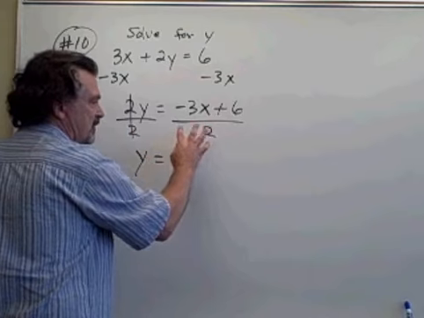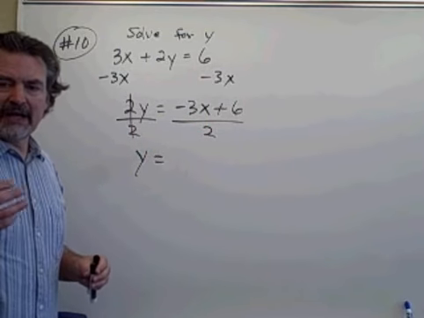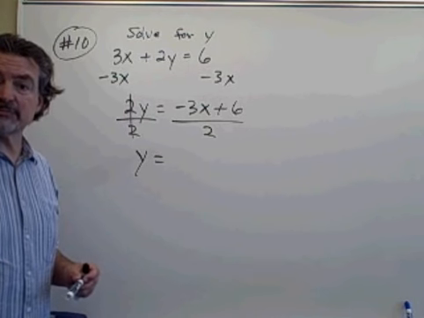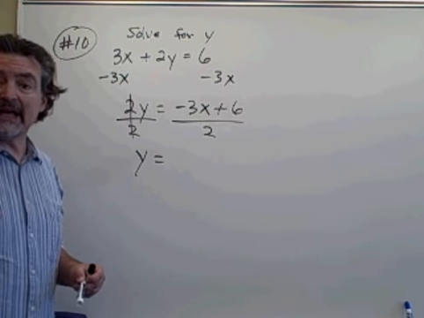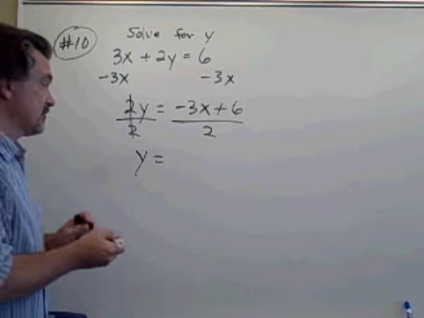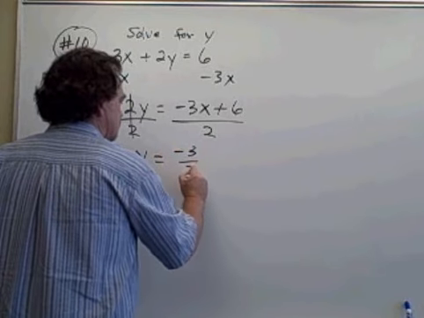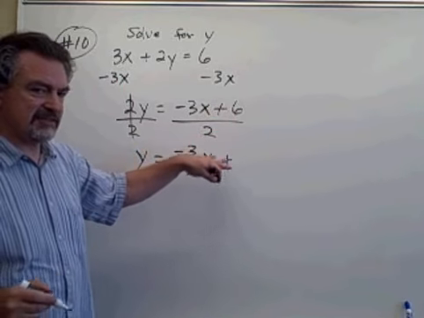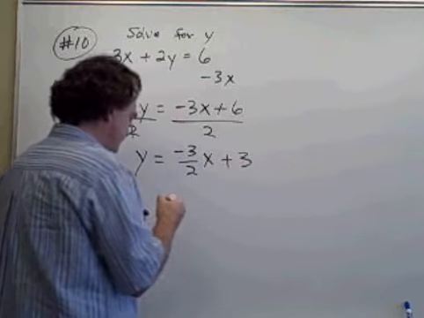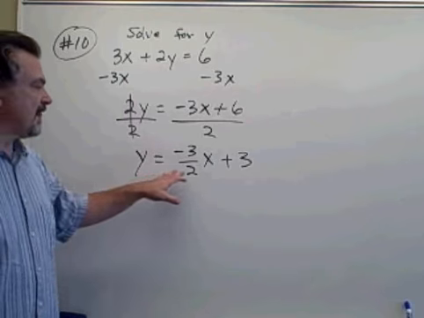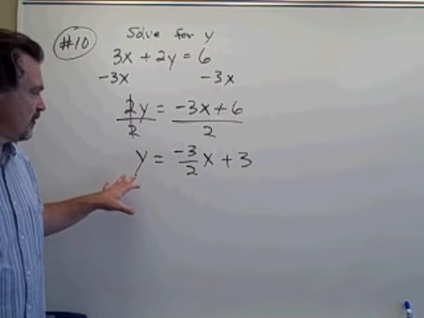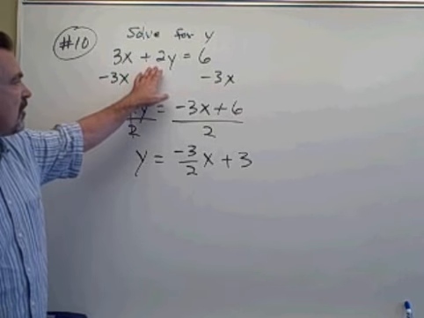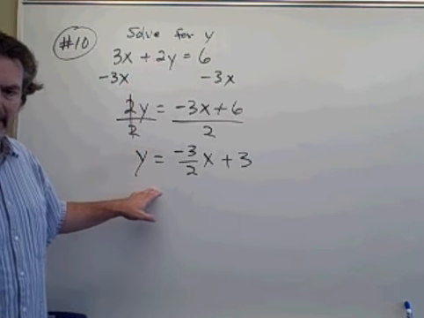So I'll take negative 3x and divide it by 2. Well, I can't divide negative 3 by 2 and get a whole number answer, so I simply leave it as a fraction, and I leave it as an improper fraction. And plus 6 divided by 2 will be plus 3. So this is the formula, the equation we create when we solve the original equation for y.